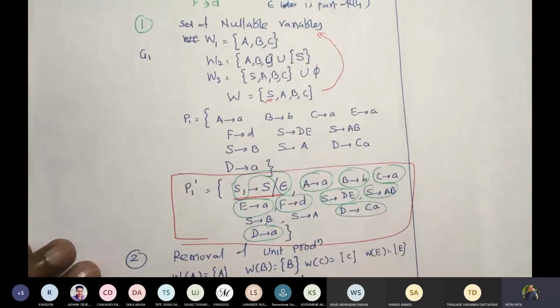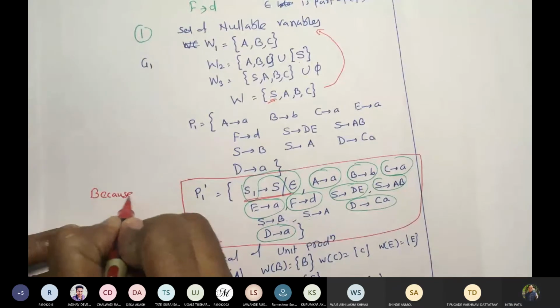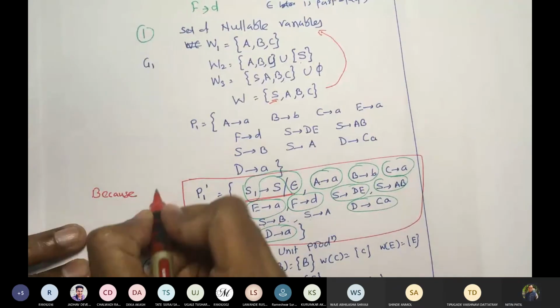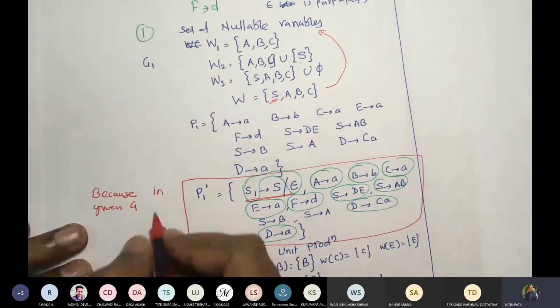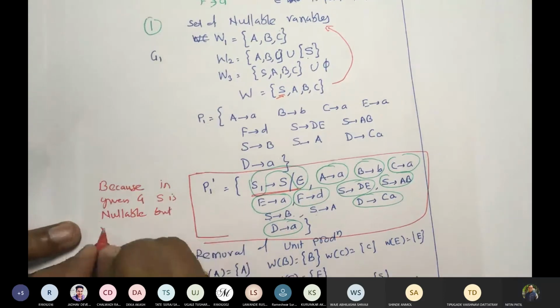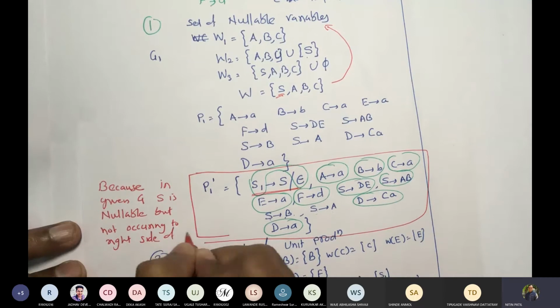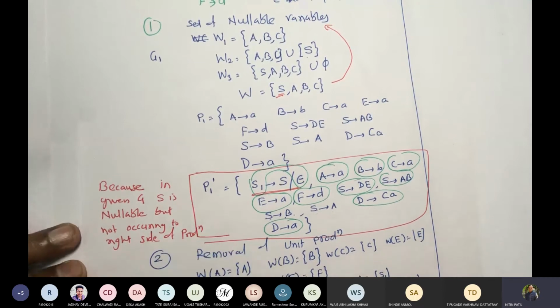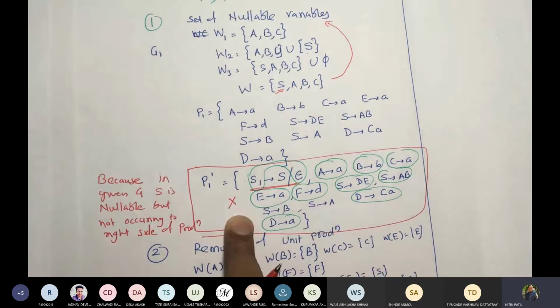This will not work in this case. Why? Because in the given grammar G, S is nullable, but not occurring on the right side of any production. That's why we do not have to apply this strategy.